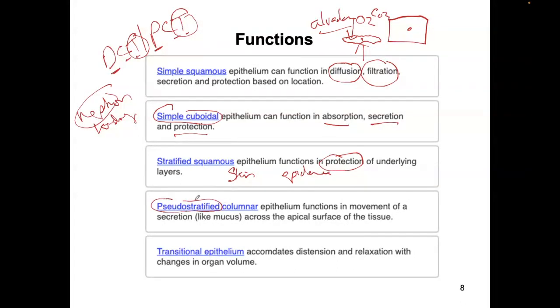When I think of pseudostratified, remember when you had cells where you had a nucleus here and maybe a nucleus here and a nucleus here, still one cell layer, and then it has the cilia up here, and the cilia are very important for the movement of mucus because of those goblet cells. Those goblet cells produce mucus and they stick to the cilia. It's found at the apical surface. Whereas our transitional epithelium is going to accommodate distension and relaxation of, let's say, the urinary bladder. It changes with the organ volume. So that's going to be found throughout different parts of the urinary system.